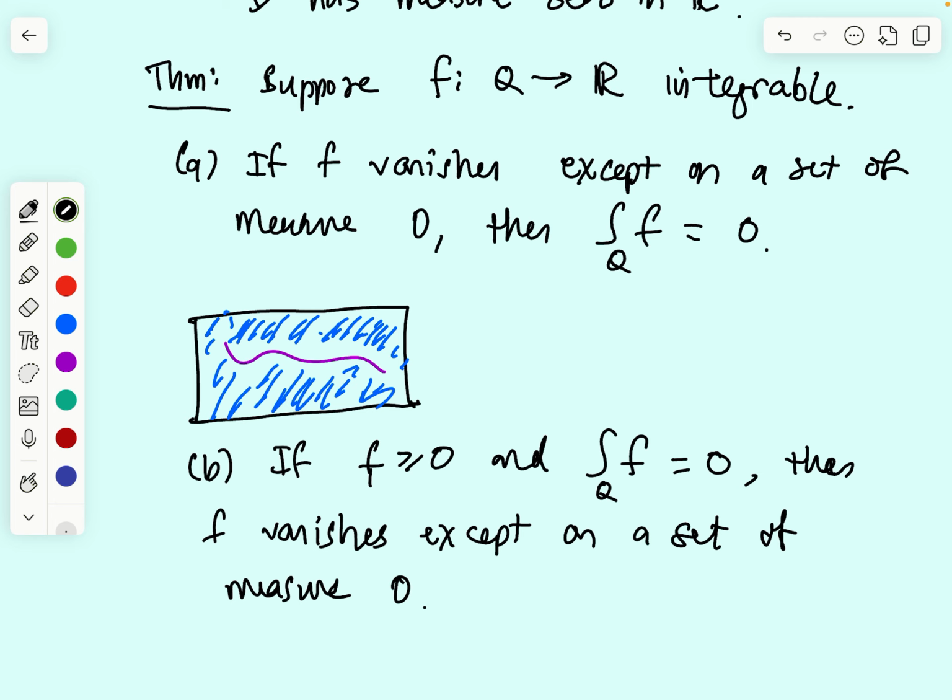So this video was basically about basic properties of integrals, but we haven't really talked about how to calculate the integral. The main theorem we're going to use is called Fubini's theorem. It reduces the integral to calculating a bunch of iterated integrals. We're going to talk about Fubini's theorem in the next video. Thanks.